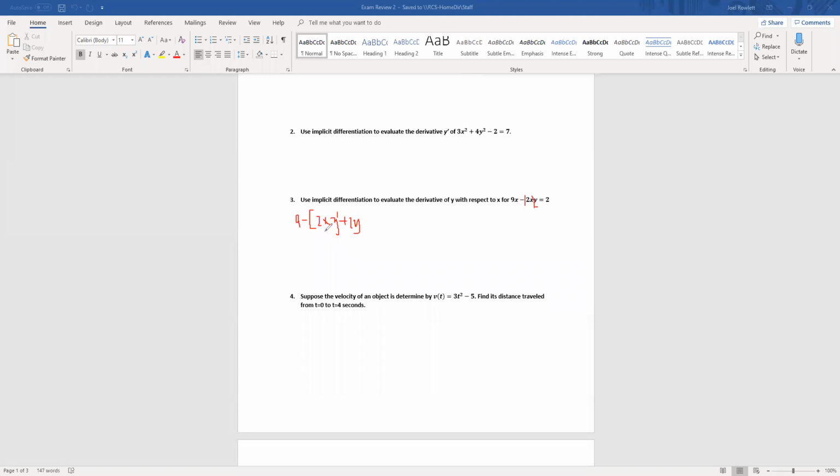I multiplied 2x times the derivative of y, added to that y times the derivative of 2x, which is just 2. And then the derivative of 2 on the right side, since 2 is a constant, would be a horizontal line, right? So its derivative would be 0. So once we take the derivative, this is what we have. And I'm going to leave this -2xy prime on the left.